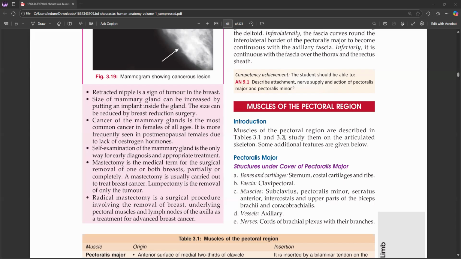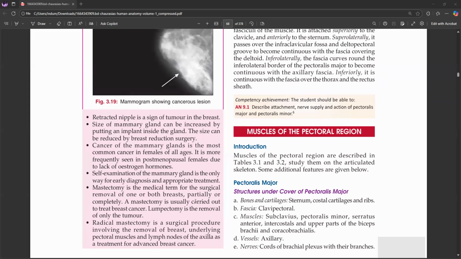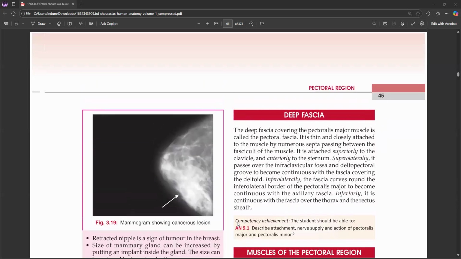Mastectomy is the medical term for the surgical removal of one or both breasts partially or completely. A mastectomy is usually carried out to treat breast cancer. Lumpectomy is the removal of only the tumor. Radical mastectomy is a surgical procedure involving the removal of breast, underlying pectoral muscles, and lymph nodes of the axilla as a treatment for advanced breast cancer.